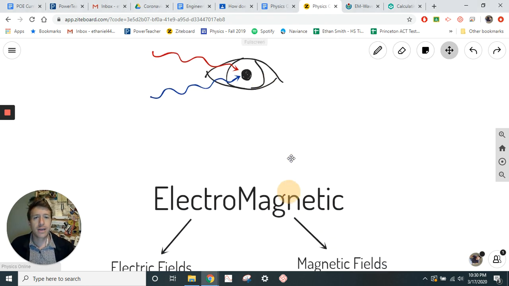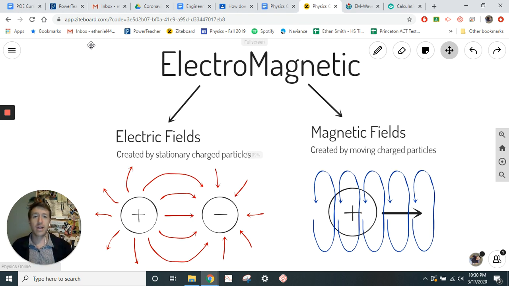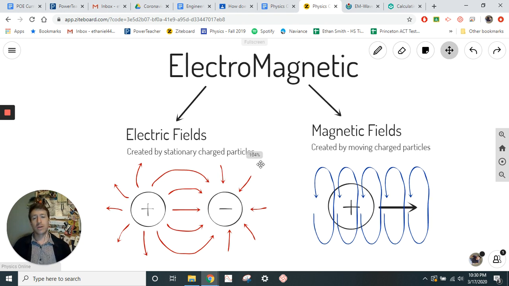And to go into that, I want to refresh on what it means for something to be electromagnetic and what it means to create an electromagnetic wave. Now, you should recognize those two root words, electromagnetic. We've talked already before about electric fields, and those are created if we have a stationary separation of charges.